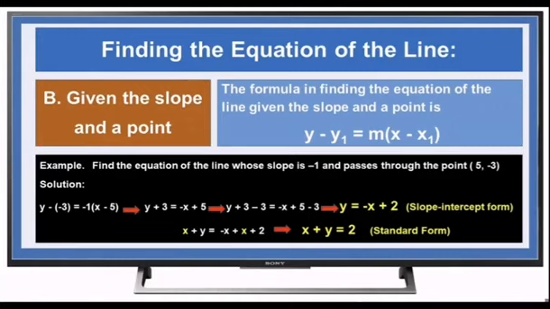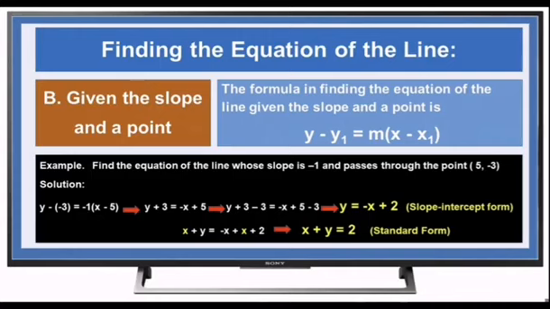Solution, y minus negative 3, because y sub 1 is negative 3, equals, the slope is negative 1, so we have negative 1 times x minus 5, which is x sub 1. And then negative 1 times x is negative x plus 5. And then y minus negative 3 is y plus 3.